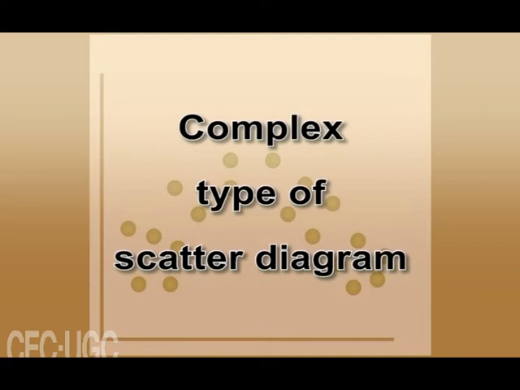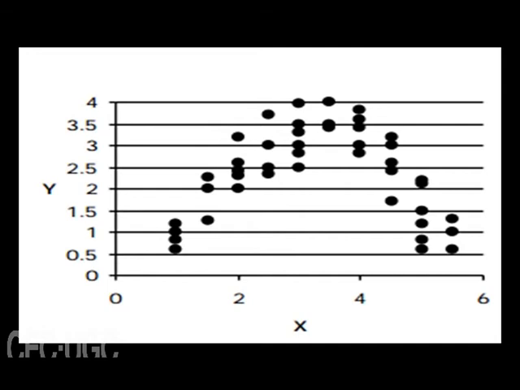So, the last one, complex type of scatter diagram. The value of y seems to be related to the value of x, but the relationship is not easily determined. So this relationship scatter diagram is called a complex type of scatter diagram. The graph is shown on the screen.